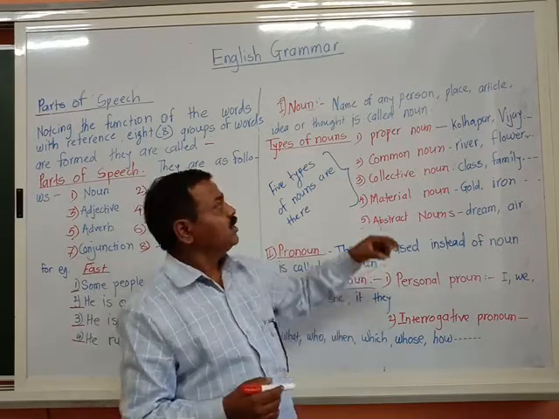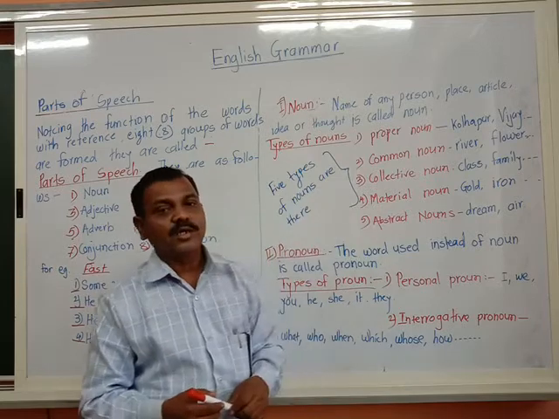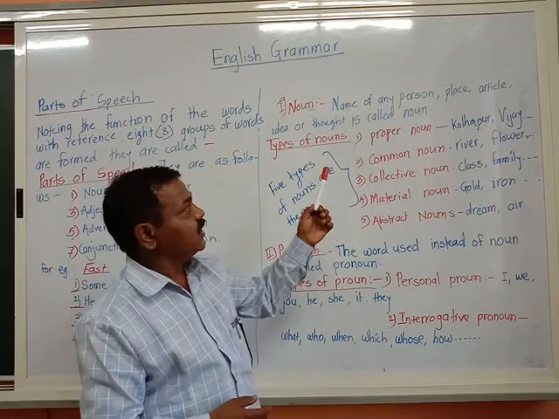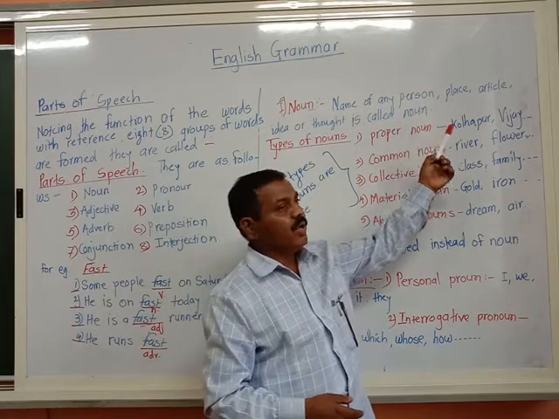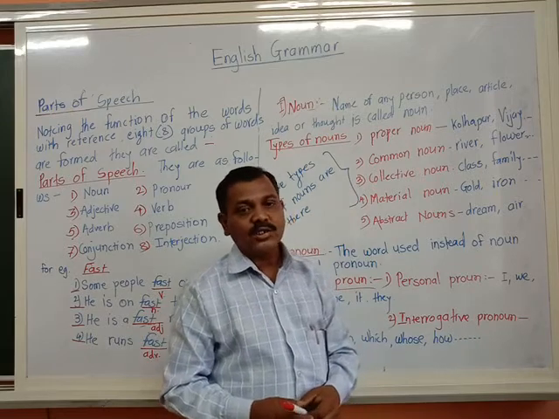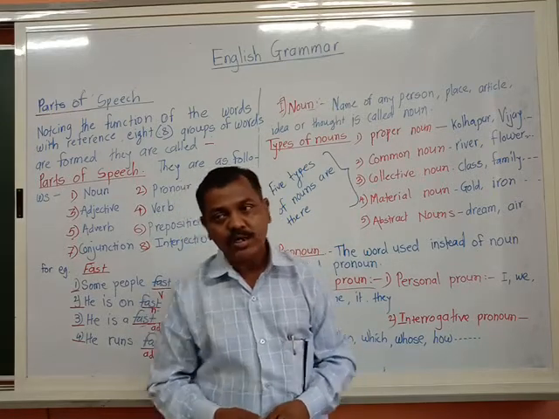Actually, these 5 types of nouns together complete the definition of nouns. I have written clearly: the name of any person, place, article, any thought or idea is called a noun. So there are 5 types of nouns.